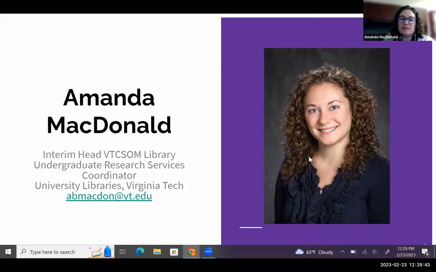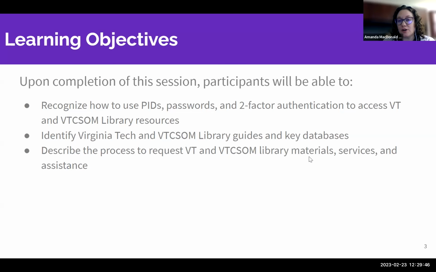So what we're going to focus on today are a couple of things. For starters, we're going to talk about PIDs, passwords, and two-factor authentication. You will need to make sure that you have all of those set up in order to access Virginia Tech and VTCSOM library resources. So we'll talk about how to do that and where to go if you need support. And then we'll move towards the library guides and key databases that might be helpful. And then we'll end with different ways for you to request help and support and services from both Virginia Tech and VTCSOM libraries.